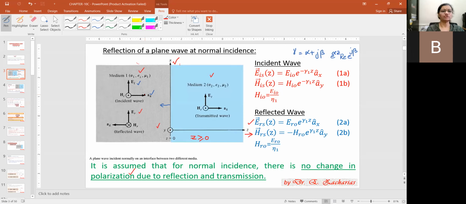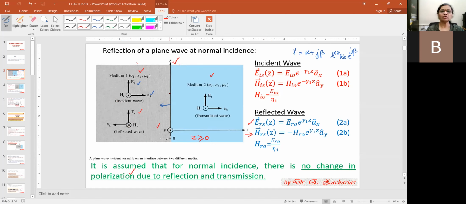Now what you have to do is use your right hand rule. E cross H equal to K. If you do, you will see that the HR direction is going to be opposite to the HI direction. That's why there is a cross there. And again you can write HR naught equal to ER naught by eta 1.